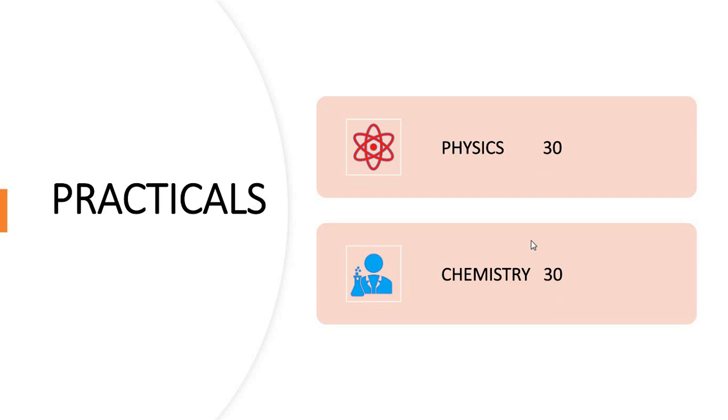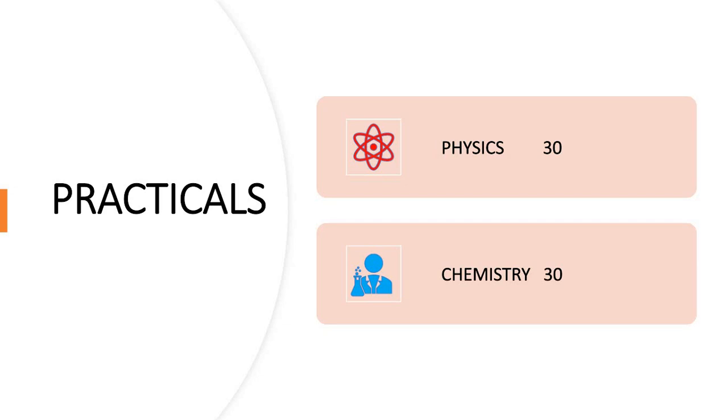So in order to pass these practicals, you need to score at least 11 marks in physics and 11 marks in chemistry in order to pass. So passing marks for this is 11 and 11, but these marks will be awarded by your college, so they will put 30 or 27, like that.